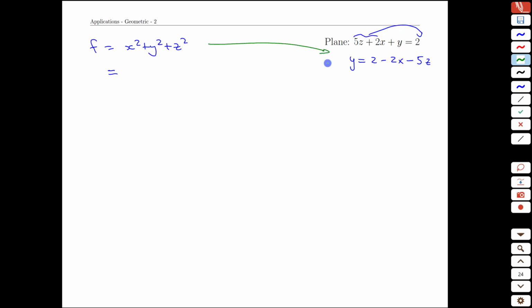So we will combine these two ingredients here, and we'll get x squared plus y squared, but that's 2 minus 2x minus 5z all squared. That's our y squared term. And z squared can stay the same way. And that gives us a function of 2 variables that we can then differentiate and work with. Except we note that it's not a function of x and y. It's a function of x and the other variable we kept, which was z. All right, our next step is to find the critical points.